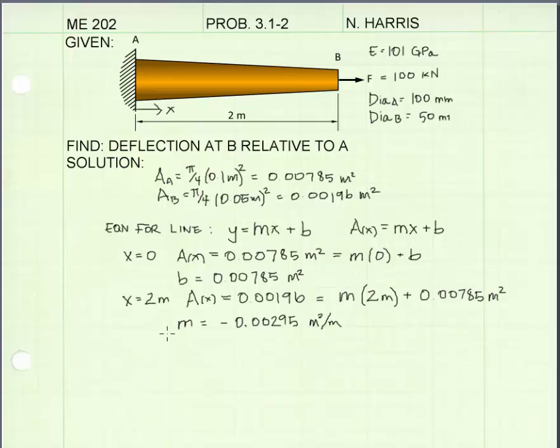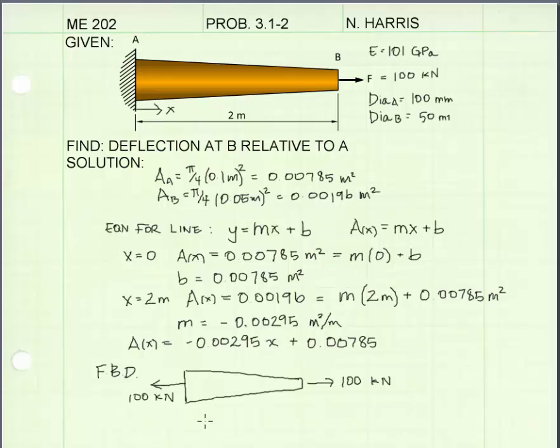Now we can write our expression for cross-sectional area in terms of x. Here's our expression for the cross-sectional area at any point x in the member. I've drawn a free body diagram of the member. With 100 kilonewton force applied at point B, the reaction at A must also be equal to 100 kilonewtons. That means the internal force throughout this member is constant at 100 kilonewtons, and it is in tension.